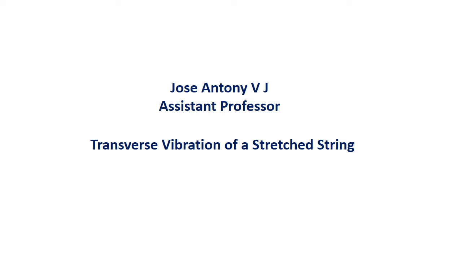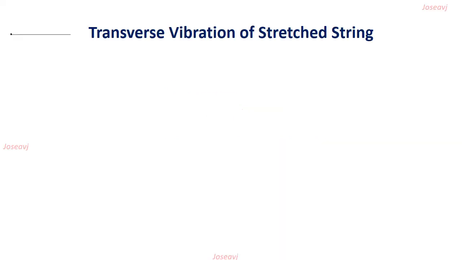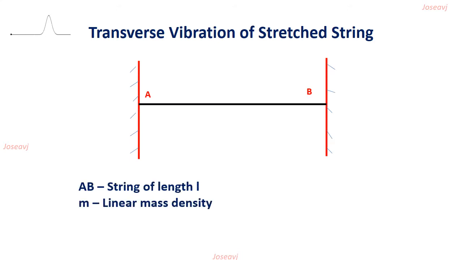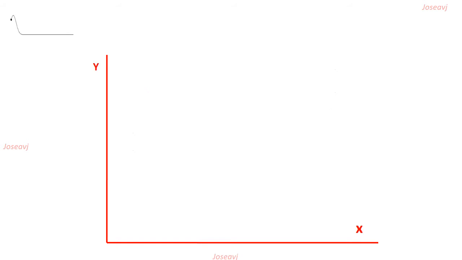In this session, we are going to study about transverse vibration of a stretched string. Consider a string of length AB. Let M be the linear mass density of the string and T the tension in the string. Let the equilibrium position of the string coincide with the x-axis. Now when the string is plucked up and released, it vibrates vertically.